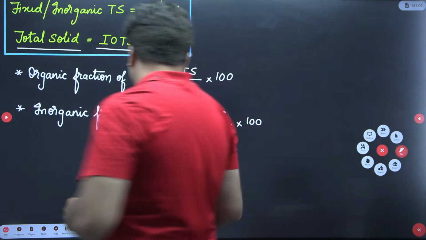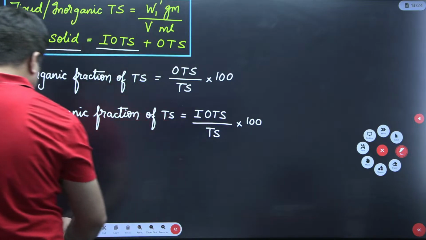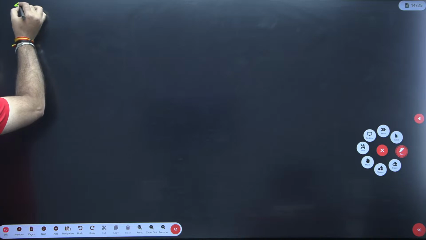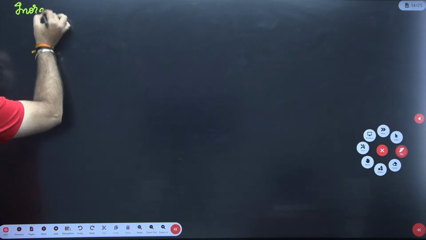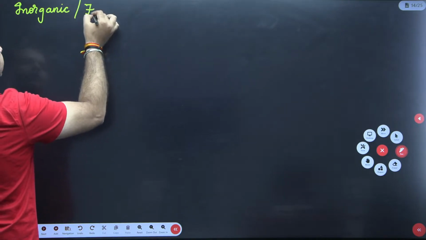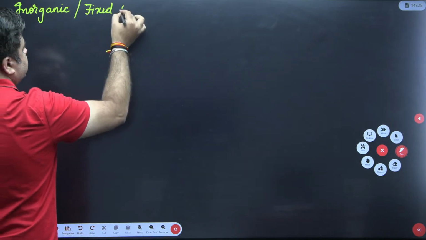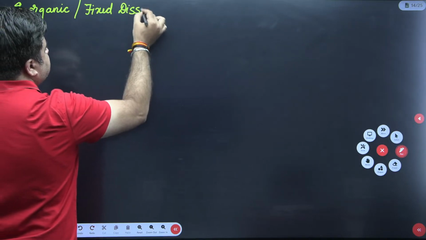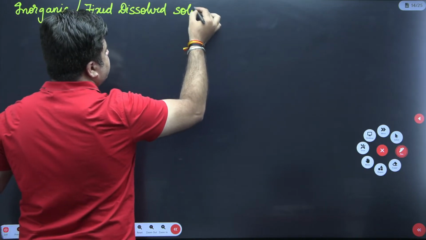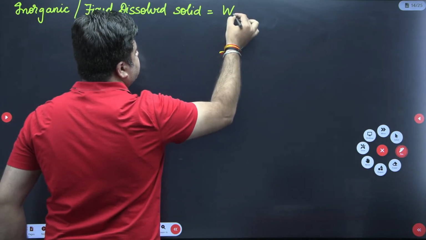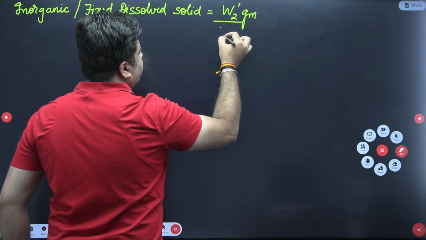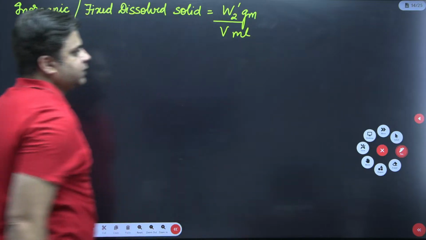So let's do this. I'll write this in the next slide. So concentration of inorganic or fixed dissolved solids is equal to the weight of fixed dissolved solids, that is W2 dash in grams, divided by the volume of the sample. So volume of water sample is V mL.